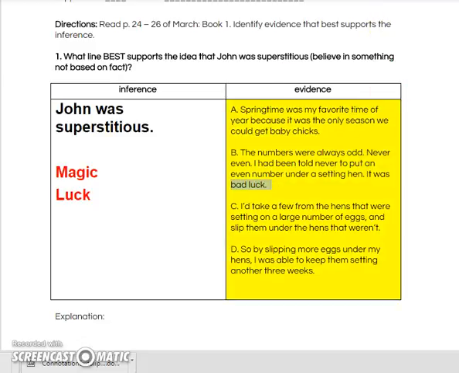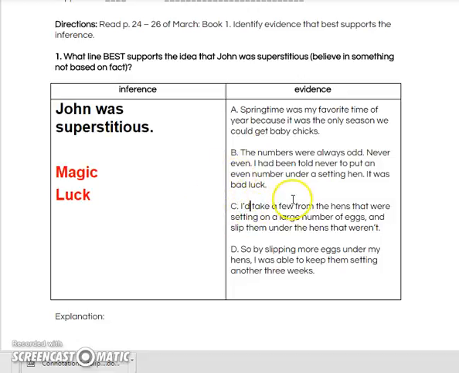I'm seeing this term right here, bad luck, and I'm going to highlight it. Oh no, not what I wanted to do. Let's see if I can, you're in the way here, aren't you? Well, I know it's bad luck, so I'm going to think it might be B.